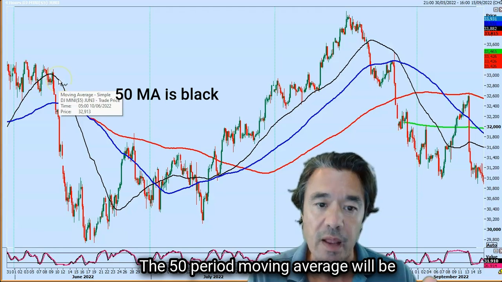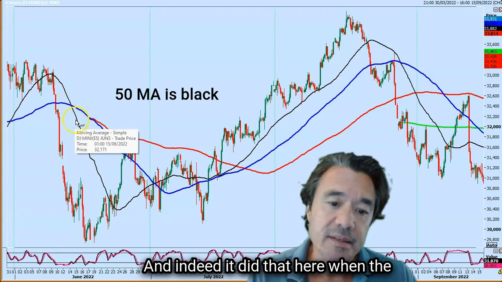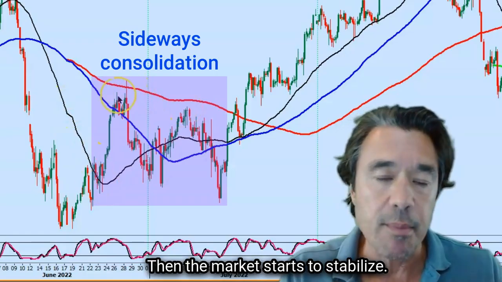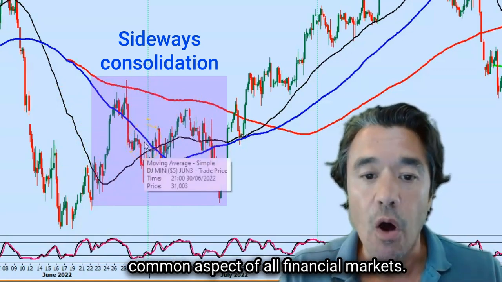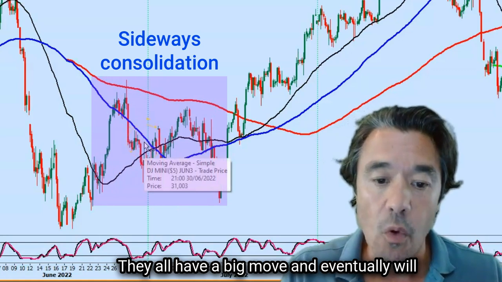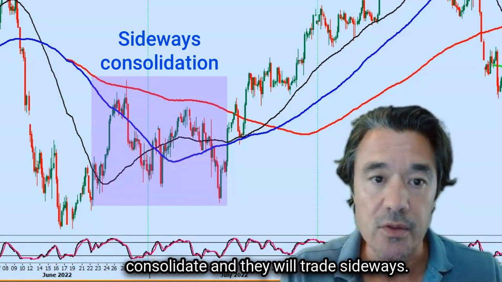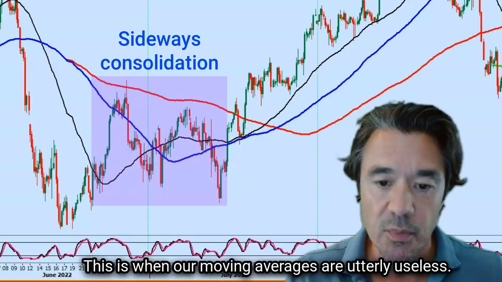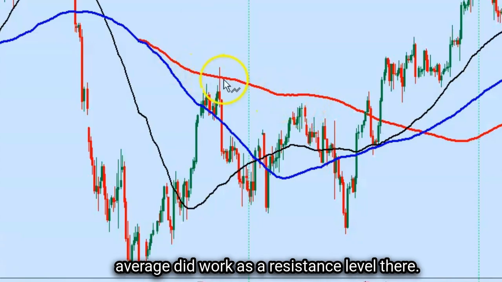A 50-period moving average would be the first to indicate that we have a trend. And indeed, it did that here when the market started moving down very swiftly. Okay, then the market starts to stabilize. It starts to consolidate, which is a very common aspect of all financial markets. They all have a big move and eventually they will consolidate and they will trade sideways. This is when our moving averages are utterly useless. Well, not utterly useless because the 200 moving average did work as a resistance level there.